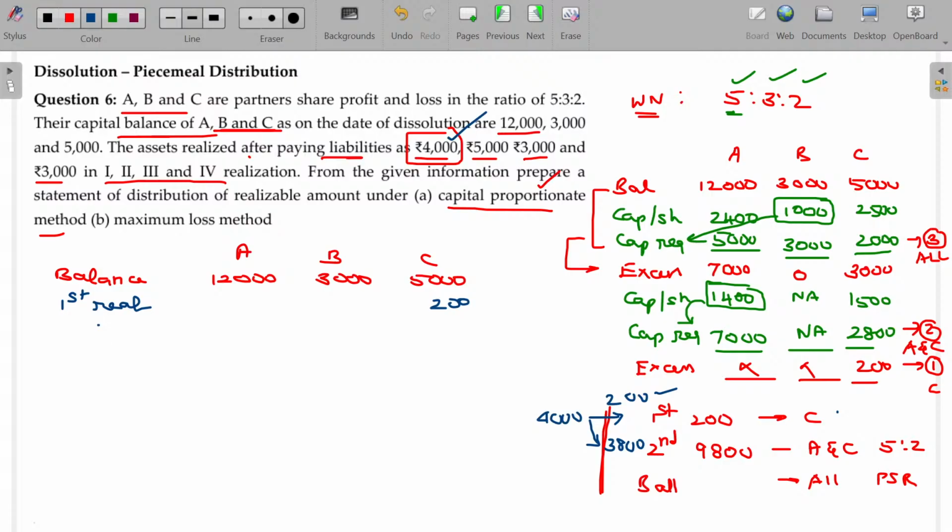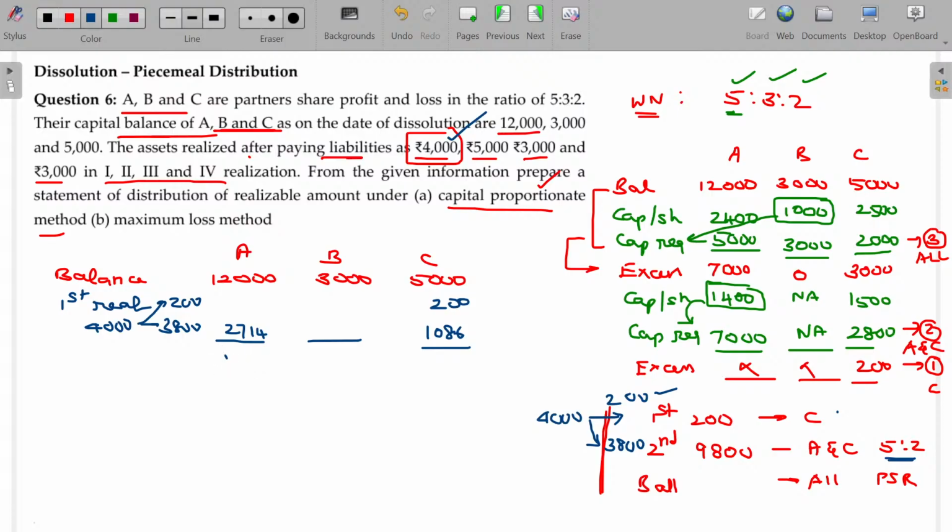The first realization, 4,200 is first paid. Balance 3,800 is for whom? This is for A and C. This 3,800 will be payable to A and C in their P/L ratio being 5:2. Come on, tell me the value. What's the value? 2,714 and 1,086. First realization is over.